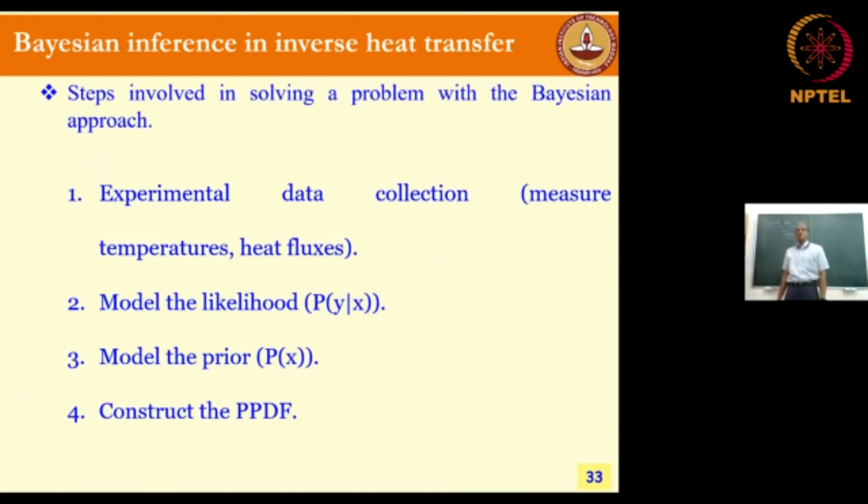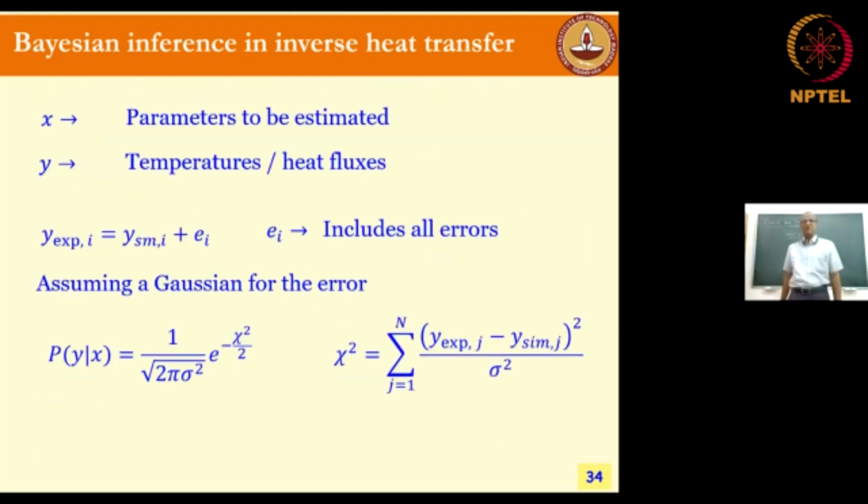Steps involved in solving a problem in the Bayesian approach. First, collect the temperatures, data collection to get all the temperatures. Model the likelihood, the forward model, or if you have a neural network, have a surrogate model, a neural network model. Model the prior based on your engineering experience, intuition, whatever. Construct the posterior.